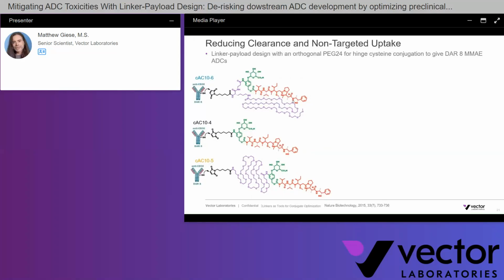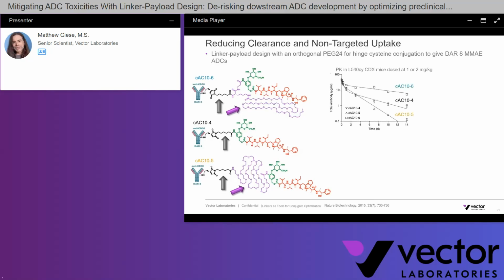In this study, they show that clearance and non-targeted uptake can be reduced with this orthogonal PEG modifier. So they made 3 different ADCs. In ADC 6, it has the MC group for conjugation and an orthogonal PEG modifier. In ADC 4, it has the MC group for conjugation. And in ADC 5, it is the MC group and puts a linear PEG stretcher between MC and that linker payload. When these ADCs were evaluated in PK studies, it was found that ADC 4 was cleared quite quickly.